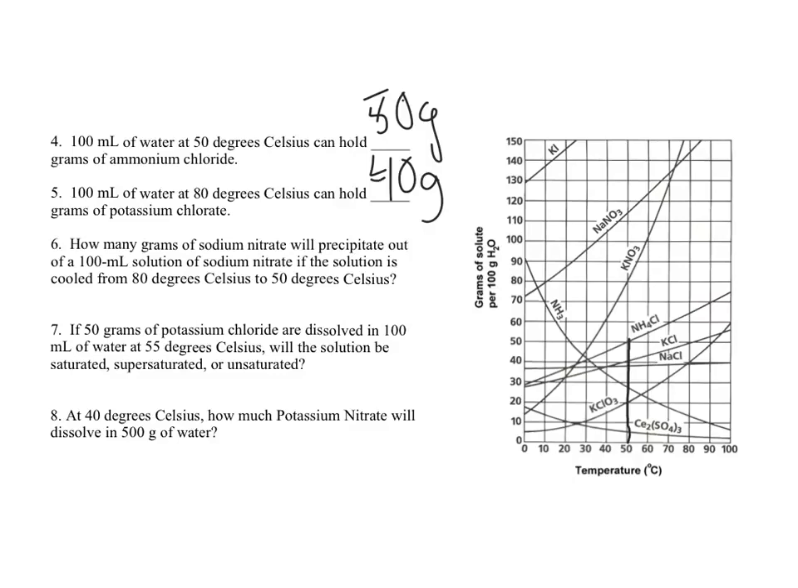Well, sodium nitrate is NaNO3, and here's my NaNO3 line. At 80 degrees, I can dissolve about, 145 looks good, 145 grams. And at 50 degrees, here's my 50 degree temperature, I can dissolve about 115 grams.